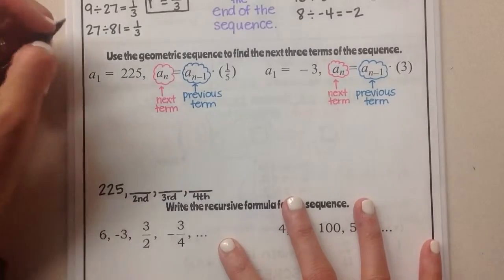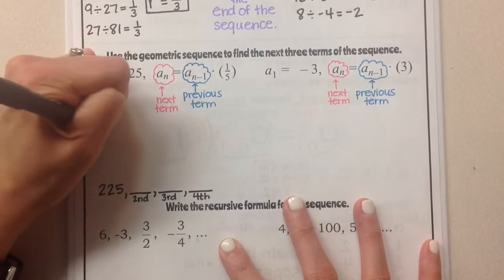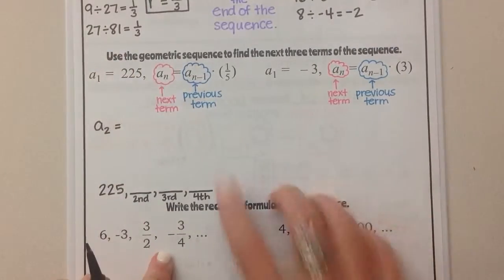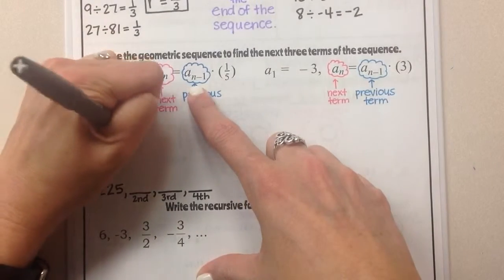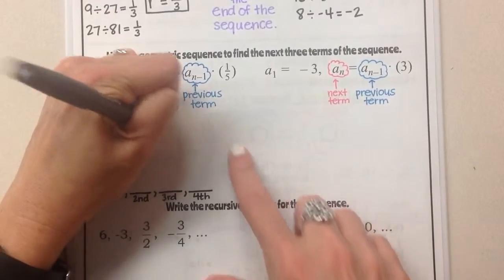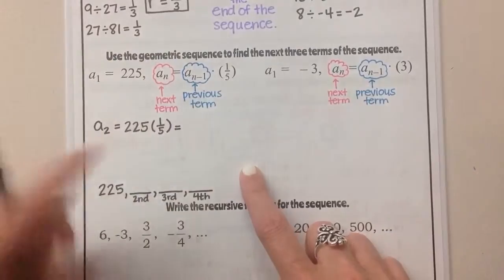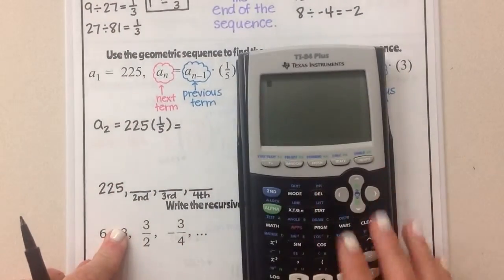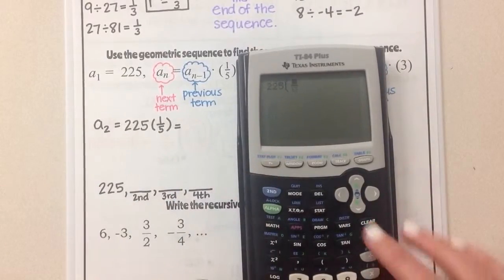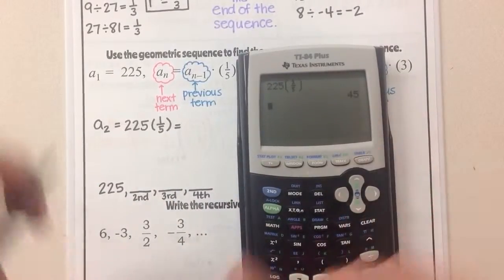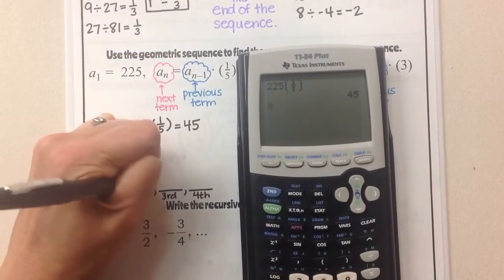Okay, so the first thing I want to do is if I want to find the second term, that is finding a sub 2. So if I want to find the next term, I have to use the previous term, which is the number 225, and I'm going to multiply by 1/5. Now you can put that 1/5 in parentheses to show that we're multiplying. So now I'm going to get my calculator. I'm going to say 225 times, and you go ahead and use parentheses like I wrote on my paper, 1/5. And that gives me 45. So the second number in my sequence, second term, is 45.